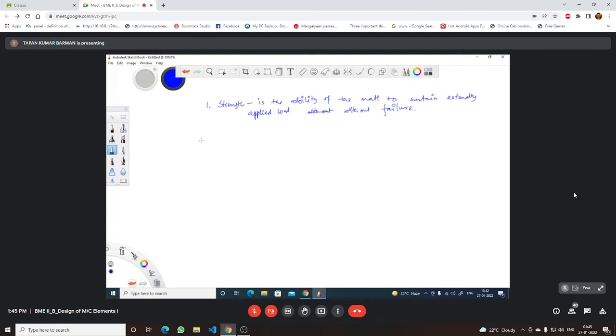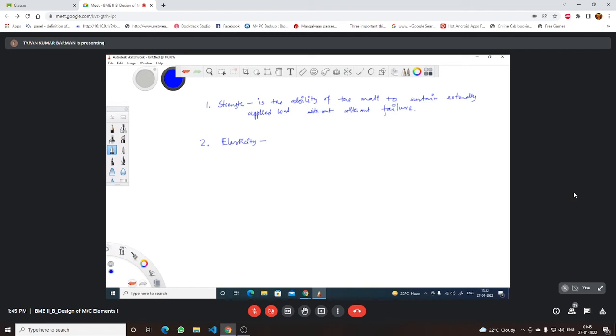Number 2, elasticity. We get this type of material property from the stress strain curve. So how do we get the stress strain curve? We have to take one standard specimen and apply a tensile load to the specimen using one machine. That machine is called the universal testing machine.